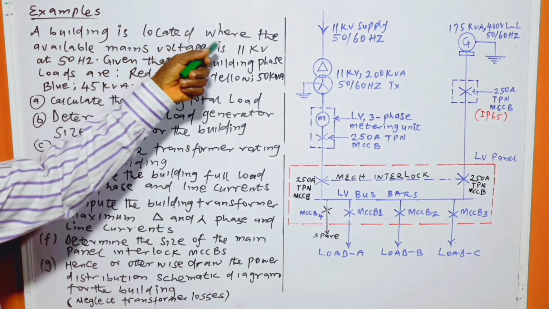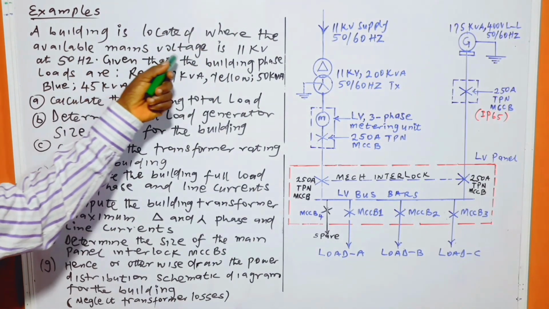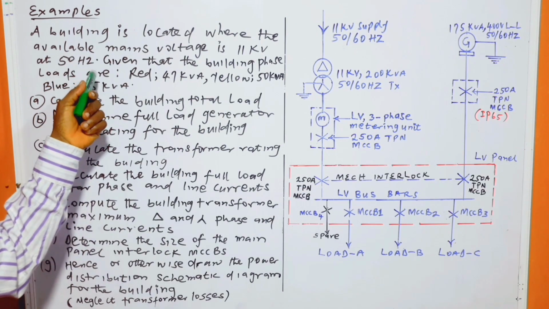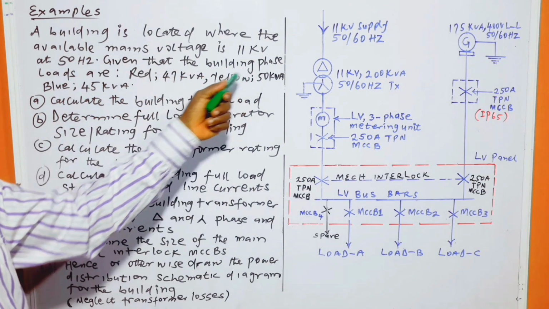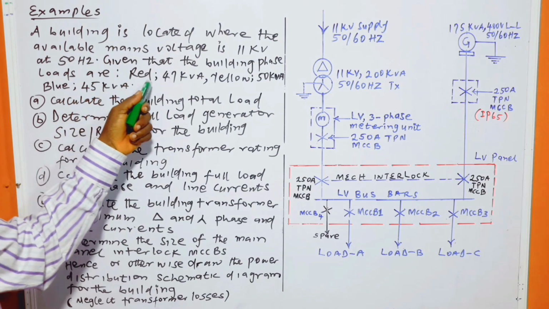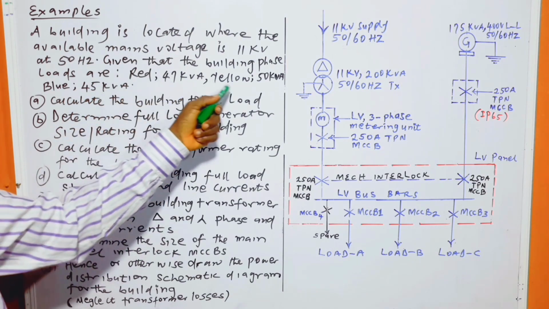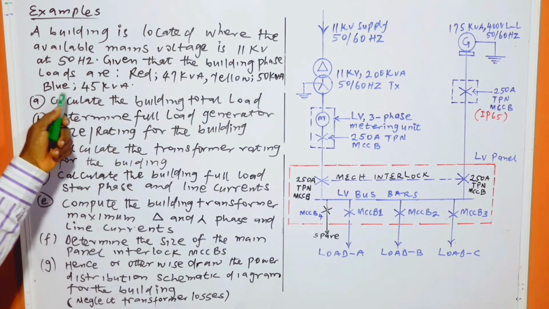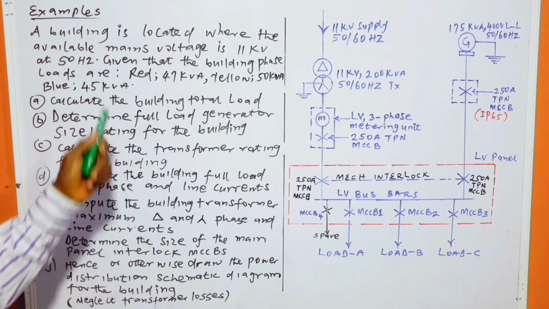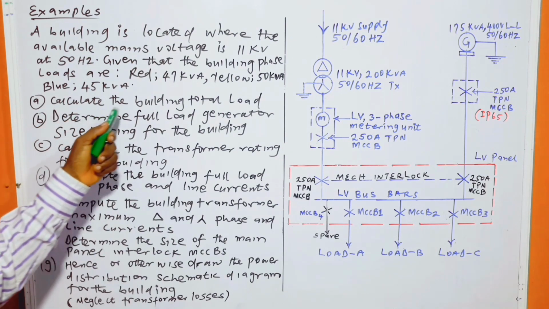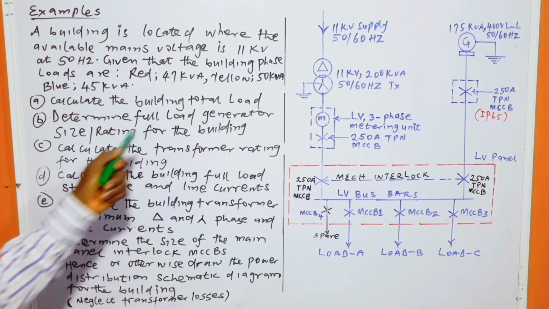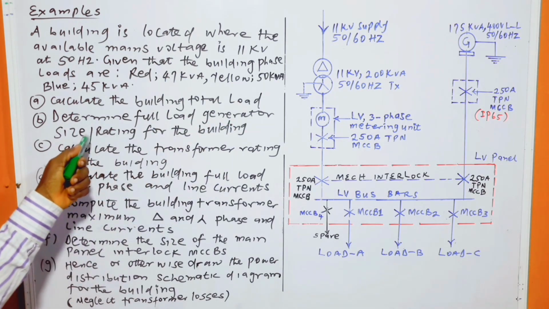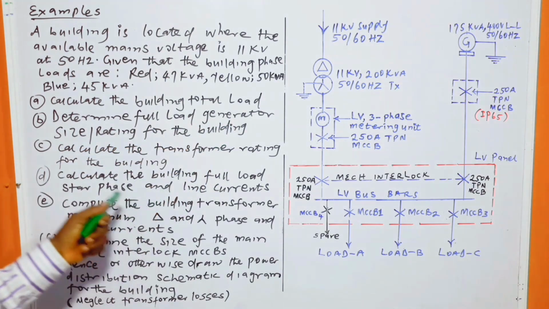A building is located where the available mains voltage is 11 kV at 50 Hz frequency. Given that the building phase loads are red phase 47 kVA, yellow phase 50 kVA, blue phase 45 kVA. A. Calculate the building total load. B. Determine full load generator size or rating for the building.